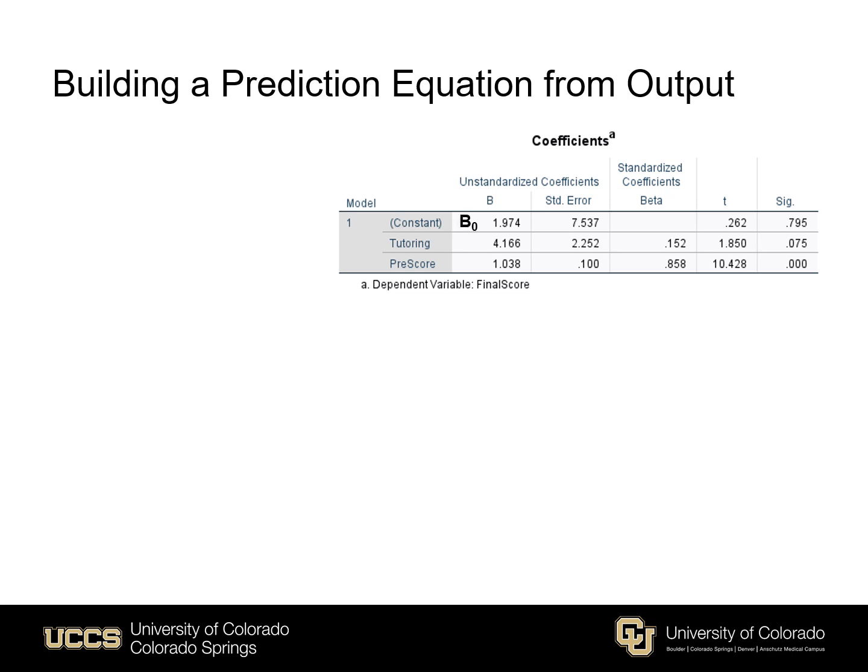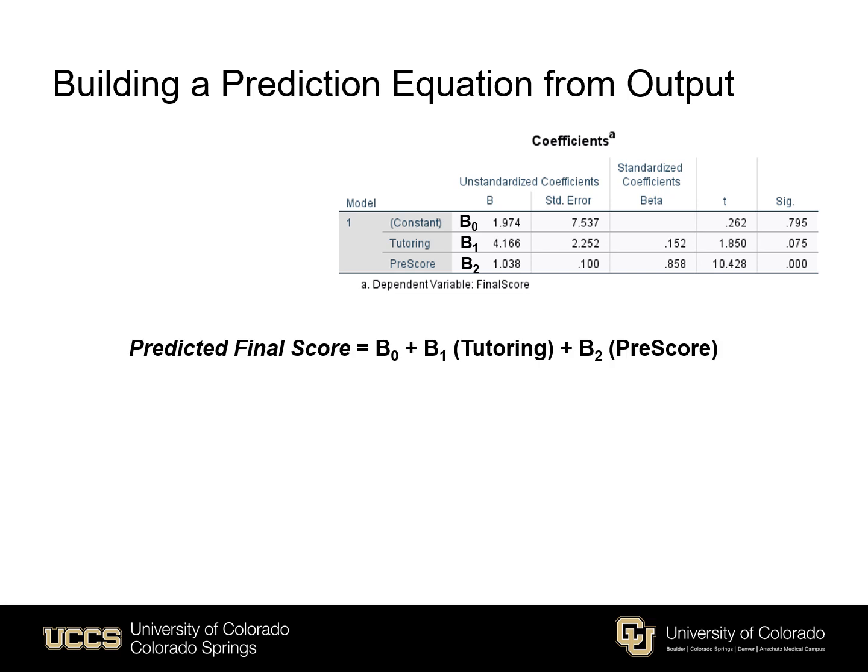And as a reminder, in our unstandardized coefficients column, our B column, we have these three estimates of interest. One is the intercept B0, the second is the coefficient for tutoring B1, and the coefficient for pre-score B2. So we can use our regression equation for prediction just by using those three parameter estimates, B0, B1, and B2.